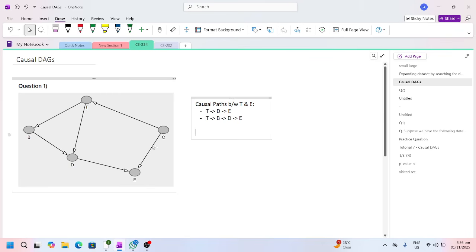Because if I look at the path that goes through C, all the arrows are not pointing in the same direction. Next, we will try and list all the non-causal paths between T and E. Ultimately, you're left with only one path: T, and then this arrow is going into T, and that arrow goes into E. So these are all the causal and non-causal paths between T and E.